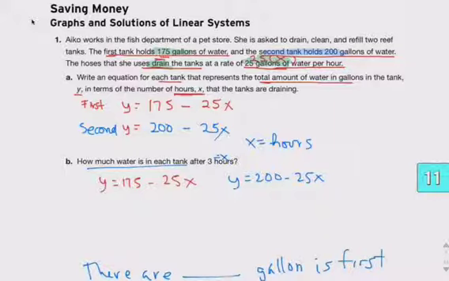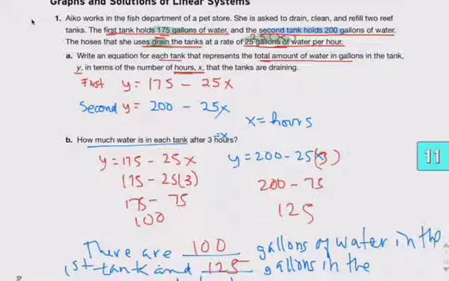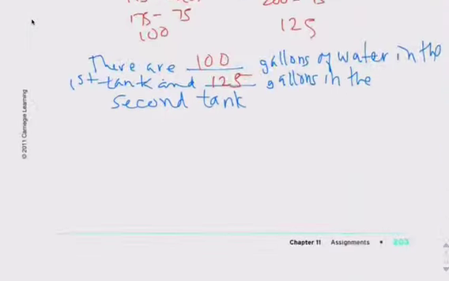Okay, let's do the first one. 3 hours. Well, 175 minus 25 times 3, that's 75. That's easy. It's 100 gallons. Second one, same thing. Times 3, that's 75. Well, that's easy. 125, right? There we go. Let's look at the second page.